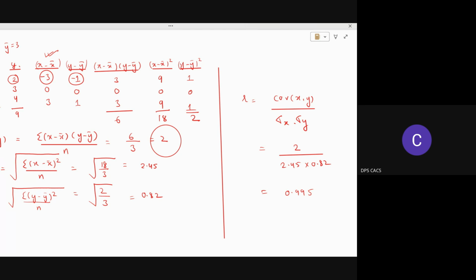R is equal to 1? No, it is close to that. It is not 1. That is why I am not rounding off now, because the range is very narrow. 0.995, not exactly 1. Keep it like this. Take 3 decimal places. Because if you round off now, basically a moderate correlation will become perfect, which is not the case. We cannot do it.